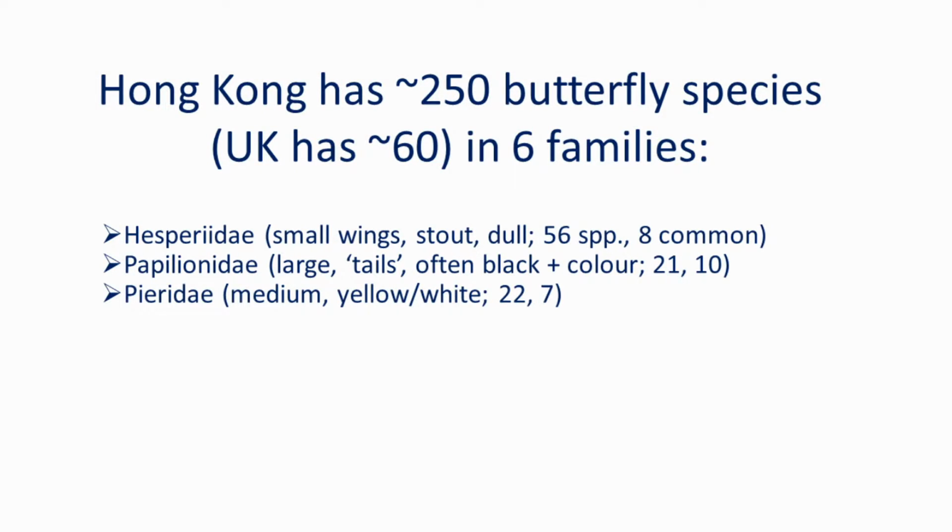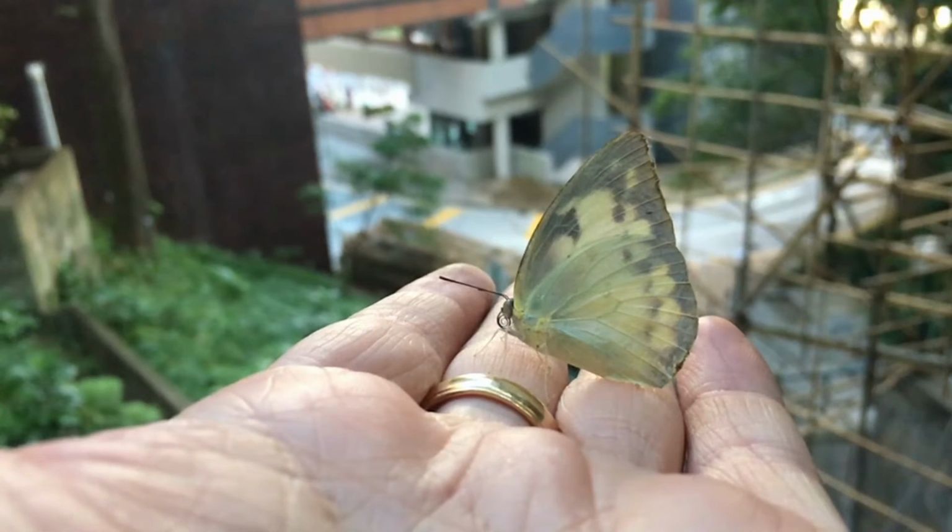Next are the Pieridae. So the Pieridae tend to be medium. They're also called the yellows, and they're often yellow and white, true to their common name. About 22 species in Hong Kong, about 7 are very common. And they tend to be very fast flying.